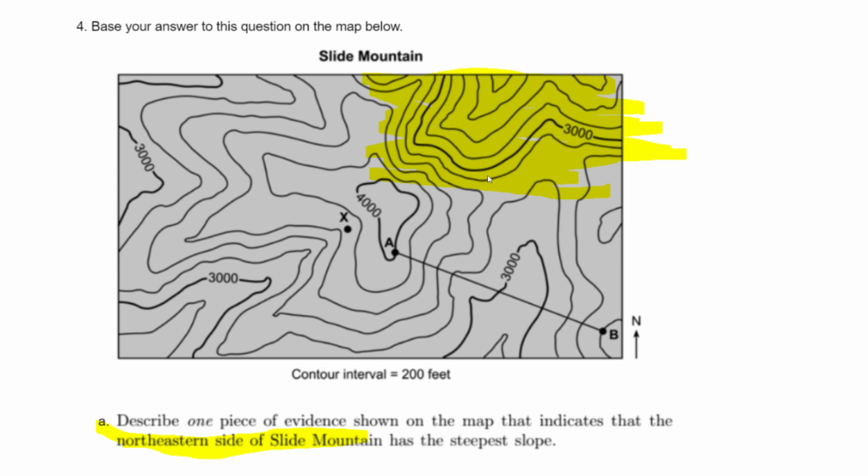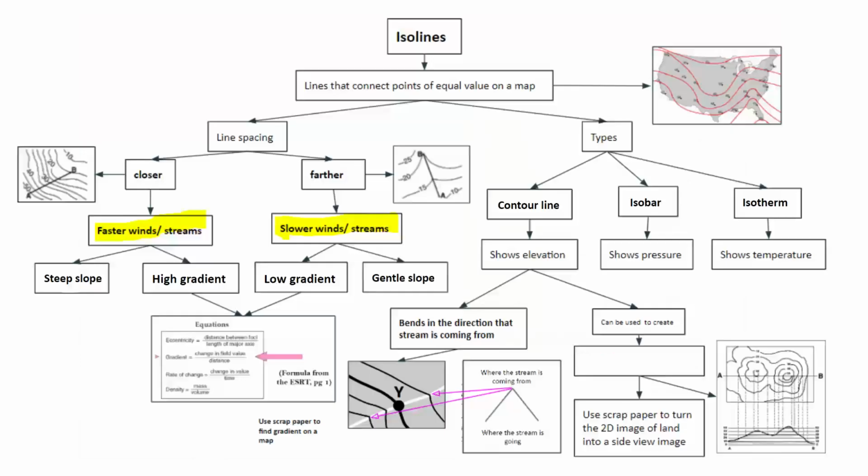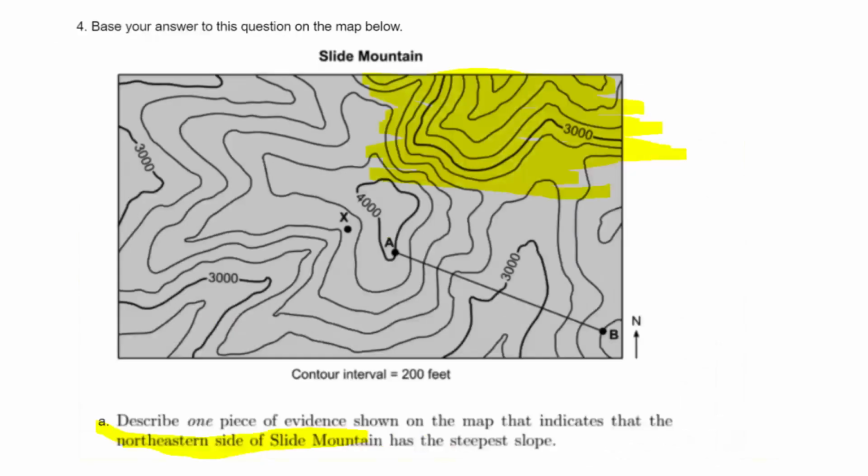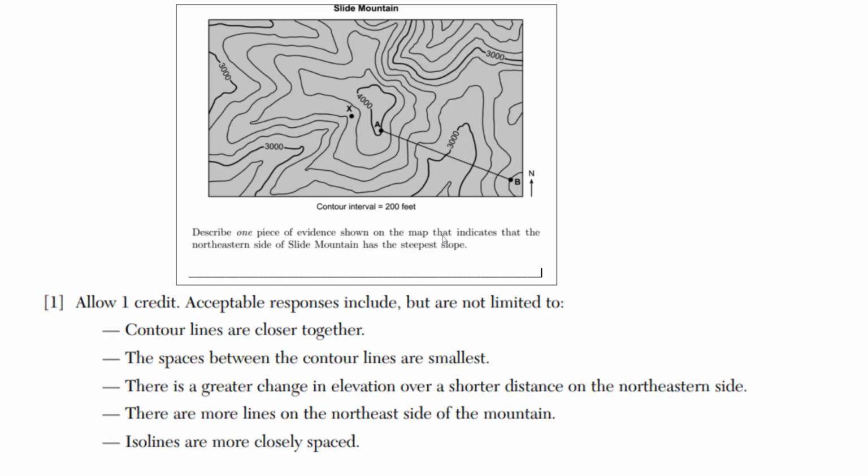If I'm looking at the contour lines, I see that the contour lines are much closer together on this side compared to any other side of the mountain. And remember, when contour lines are closer together, I have a steeper slope and higher gradient. When the contour lines are farther apart, I have a lower gradient and gentler slope. So the part of the map that has the steepest slope would be the closer isolines. So that could be your answer.